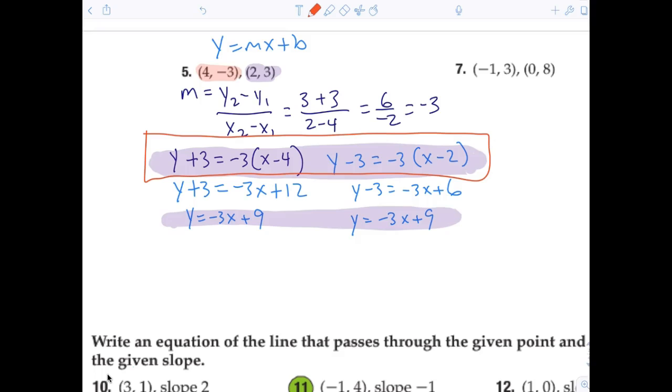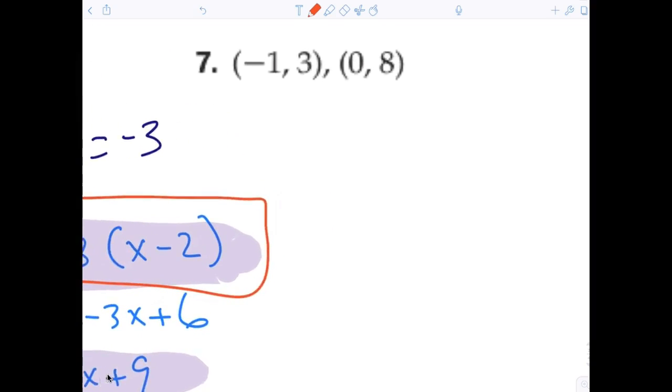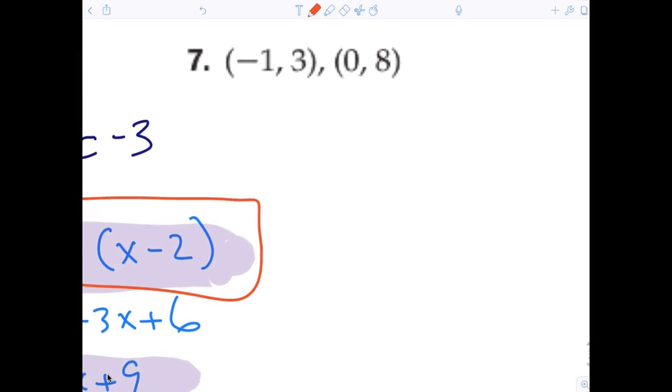Today you're going to know everything there is about slope-intercept and point slope. And tomorrow I'm going to introduce standard. All right? Very easy. So now on number 7. Number 7, we are missing the what? So m is equal to, somebody be brave, go.